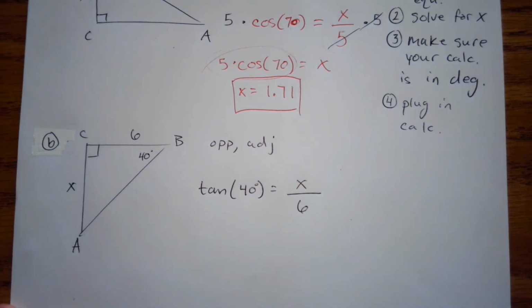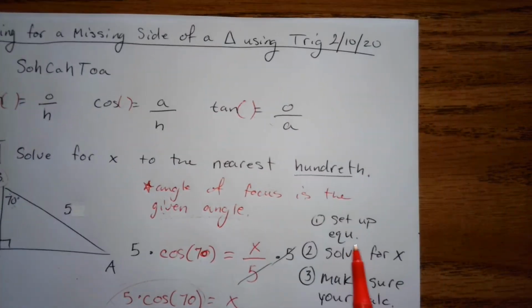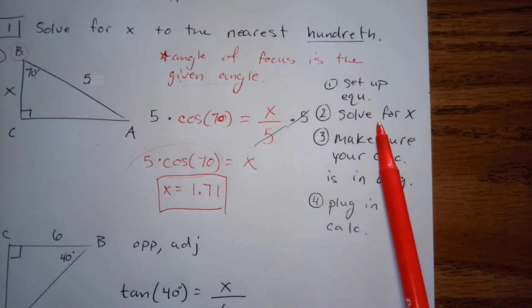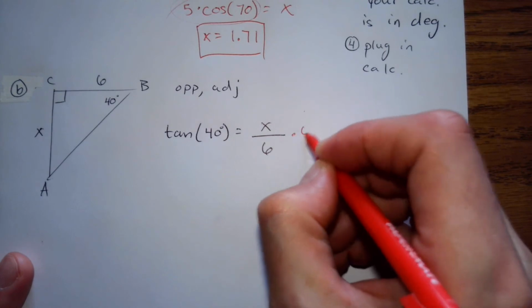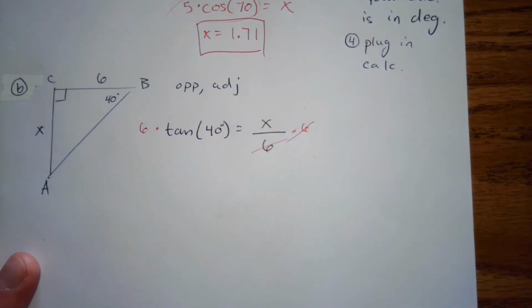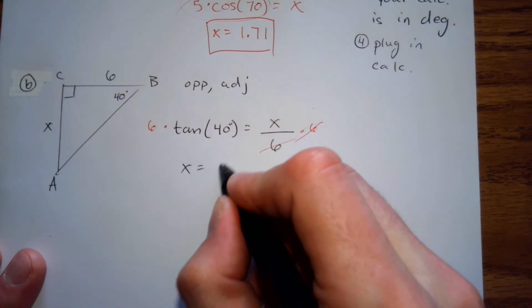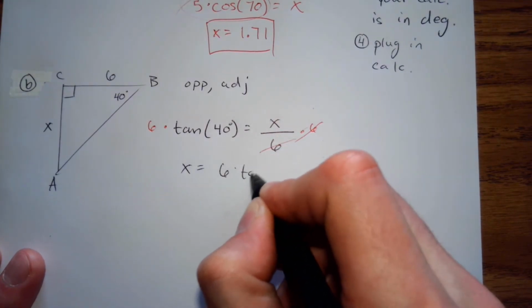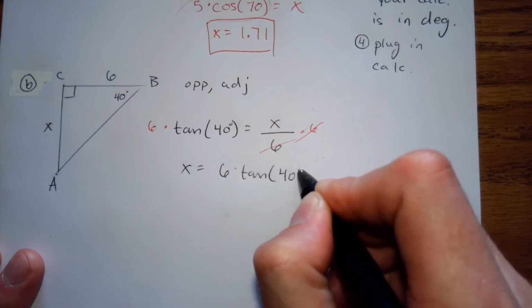And then, so we've set up the equation, solve for x, so I need to multiply by 6, that cancels. I get x equals 6 times the tangent of 40. That's how you read that.